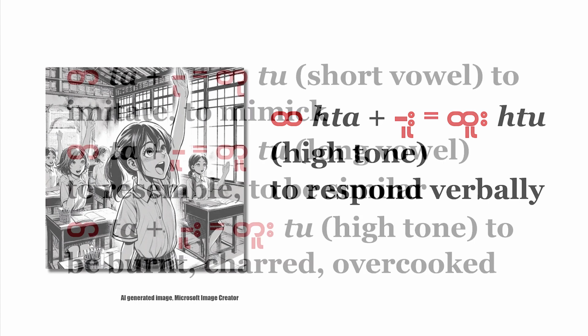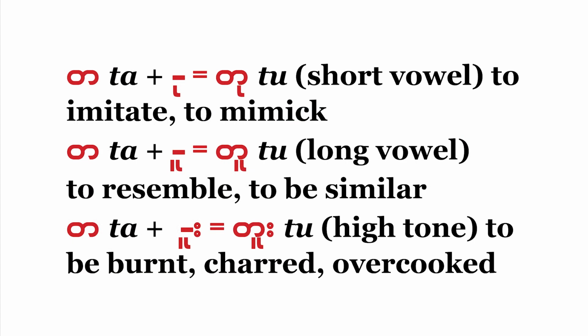To sum up, if you add one stroke to the bottom of your consonant like this, you get the short vowel u, u. For example, do, to imitate or mimic. And if you add two strokes, you get the long vowel u. For example, do, to resemble or to be similar. Finally, if you add wasabao to this combination, two palates, you raise the tone and you get the high tone oo, oo. For example, do, to be overcooked, to be charred.